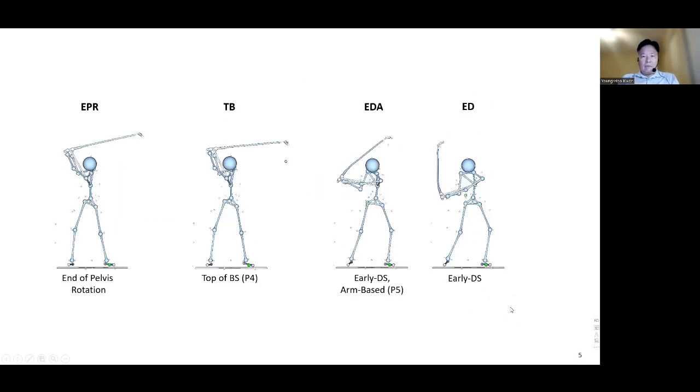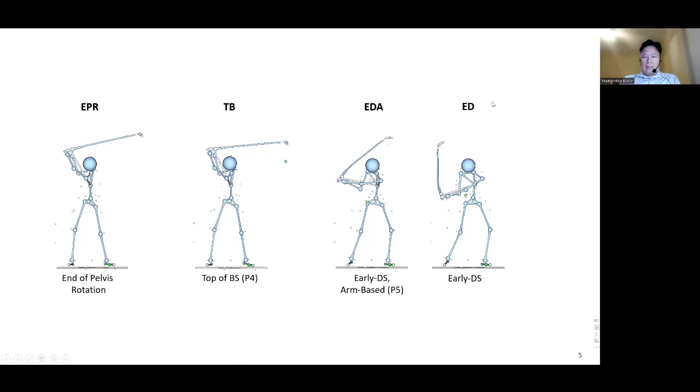Then the next set of events here, the first one is the EPR. This stands for end of pelvis rotation. In other words, this is the pelvis transition point. So the pelvis turns backward and then stops at this point and then starts rotating in the opposite direction. So it's called the end of pelvis rotation. Top of backswing is the club transition point, when the club changes the direction of rotation in the front of you.